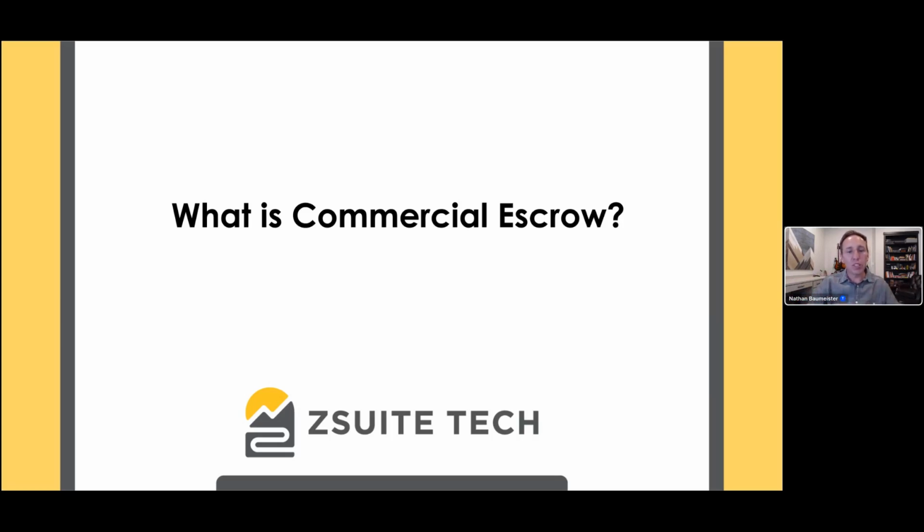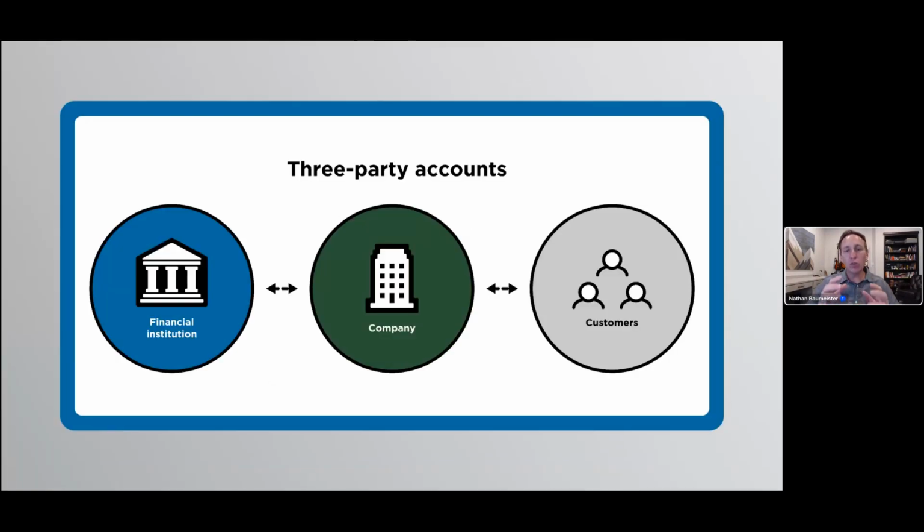So to get started, when we talk about commercial escrow and subaccounting, there's two overarching use cases that we find the opportunity falling under. The first one is three-party accounts.